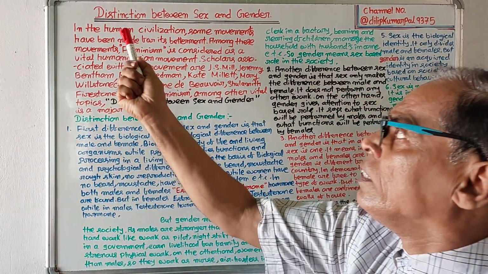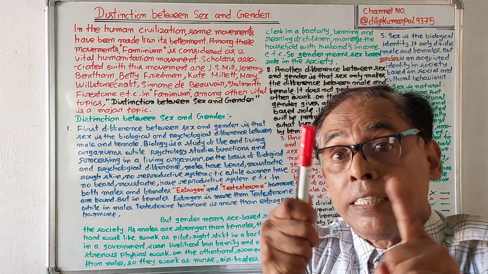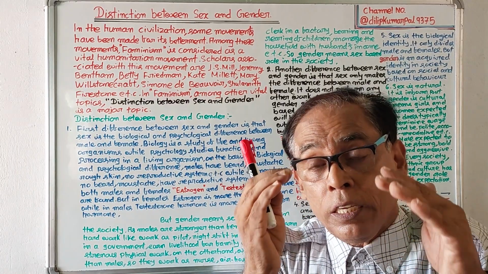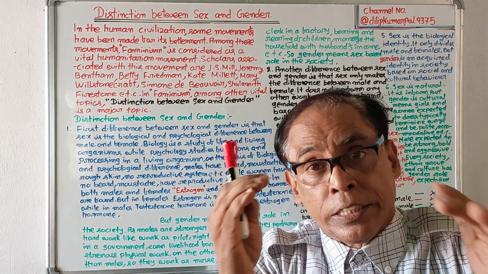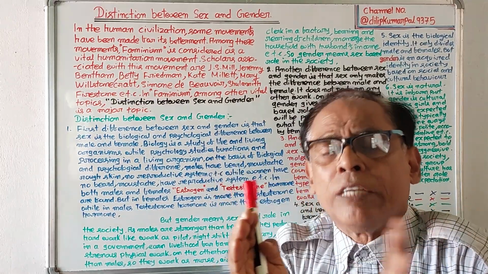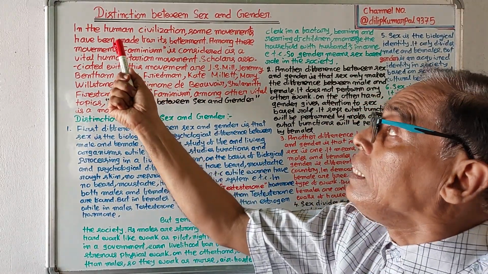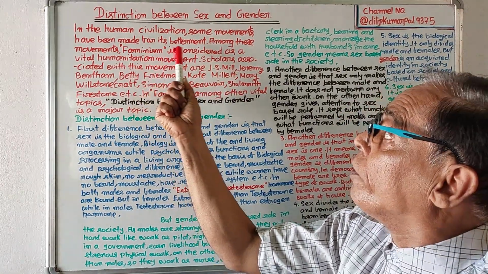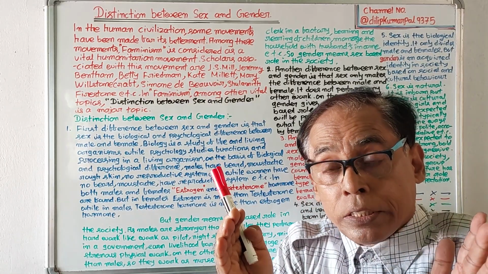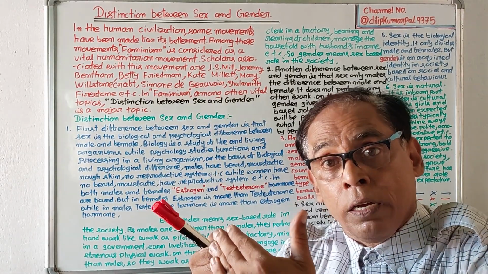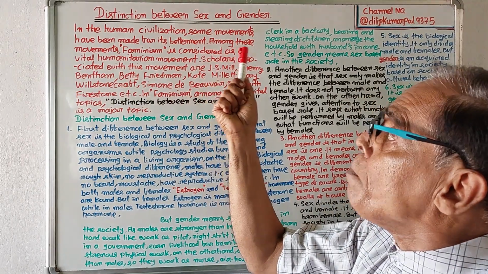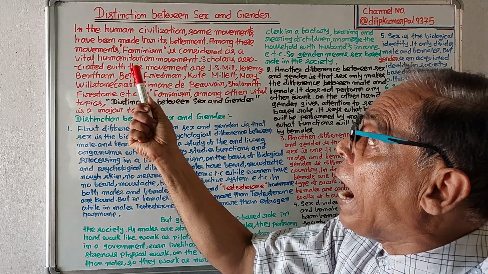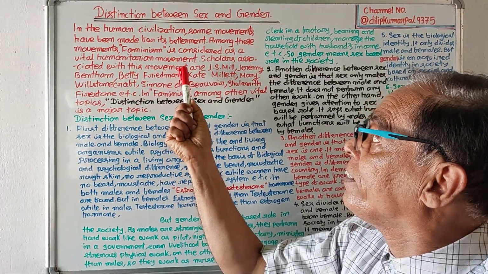Let us start. Distinction between sex and gender. What is sex and what is gender? It is found in the +3 first semester political science general elective paper. In human civilization, some movements have been made for its betterment. Among these movements, feminism is considered a vital humanitarian movement.